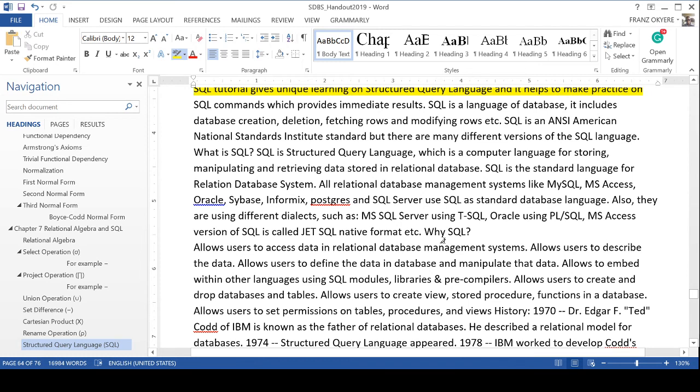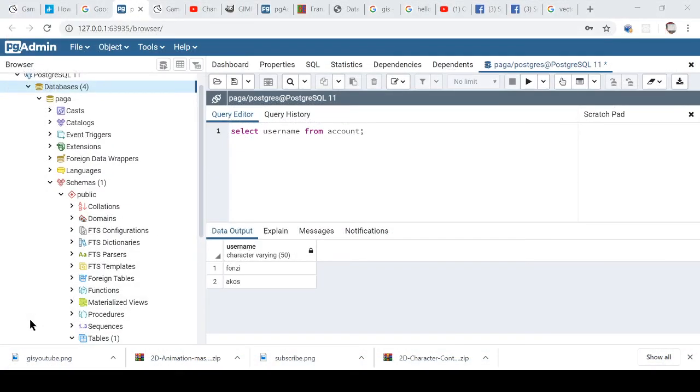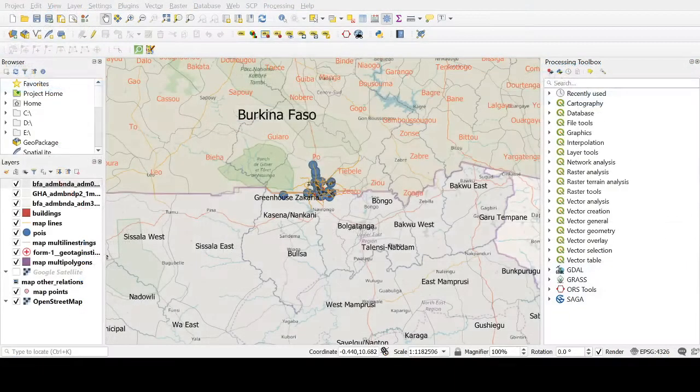Your assignment is to make sure that your computers are ready for the next meeting. The next meeting is going to be a tutorial. So make sure your PostgreSQL is set and the software is ready. Make sure that your QGIS is also ready. Don't wait until the last minute, and I don't want excuses.